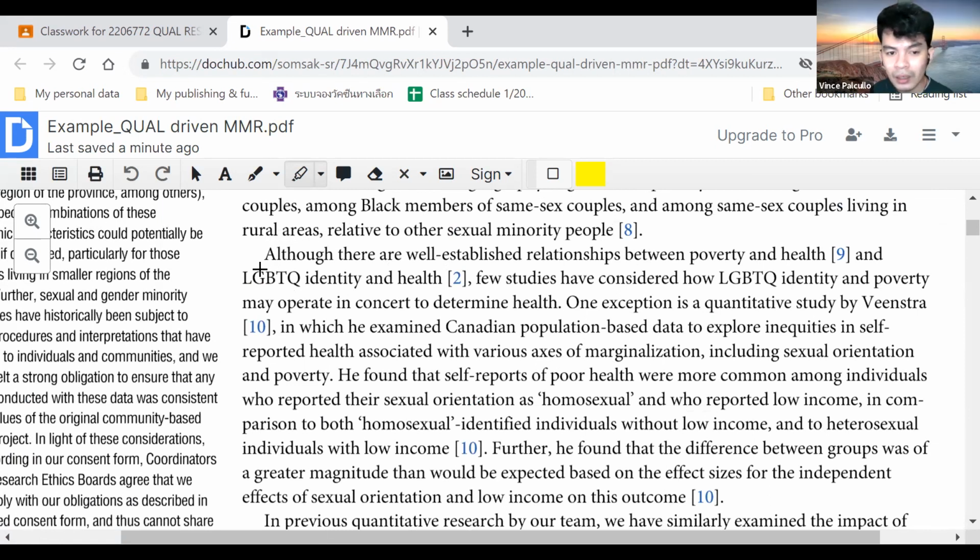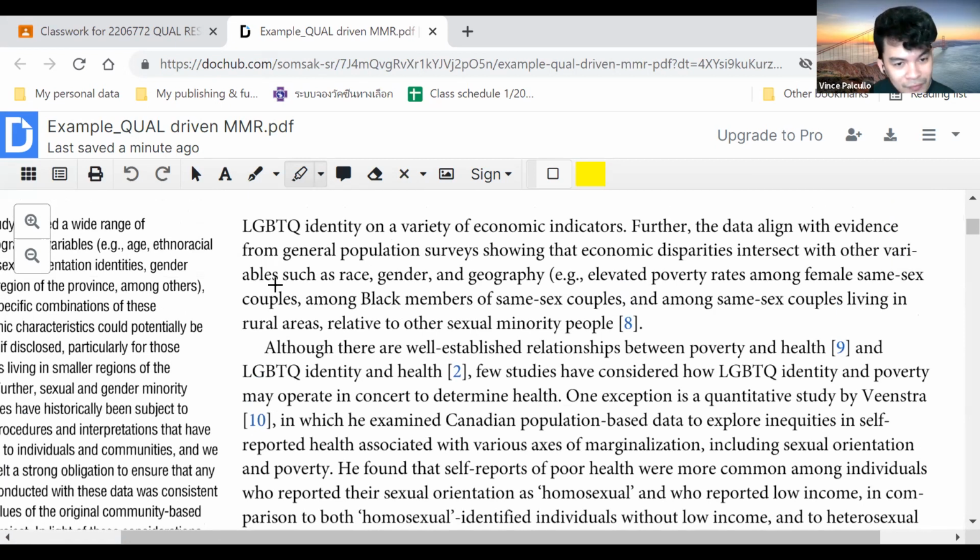Oh, okay. So the start of the second paragraph on the second page: although there are well-established relationships between poverty and health and LGBT identity and health, few studies have considered how LGBTQ identity and poverty may operate in concert to determine health. So I think the existing studies only showed these kinds of relationships, but not gender identity and poverty. So they deemed it necessary to do a mixed method in line with the parent study.